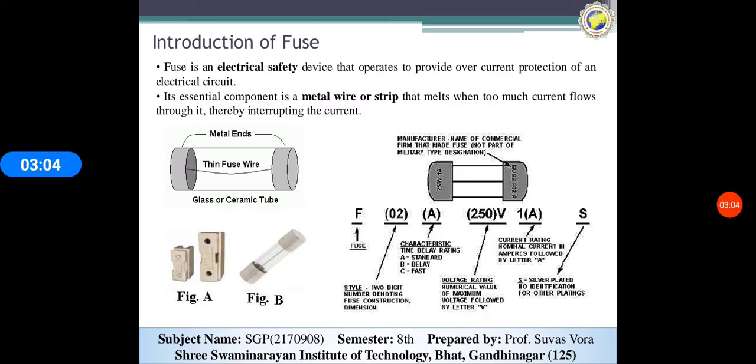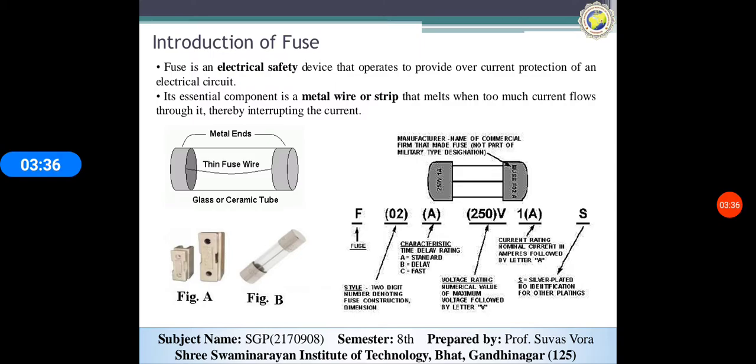The essential component is the metal wire or strip that melts when too much current flows through it, thereby interrupting the current. Here you can see how to identify this tube. Yes, here I have given another figure showing how to identify the tubes. Basically you can see the figure.